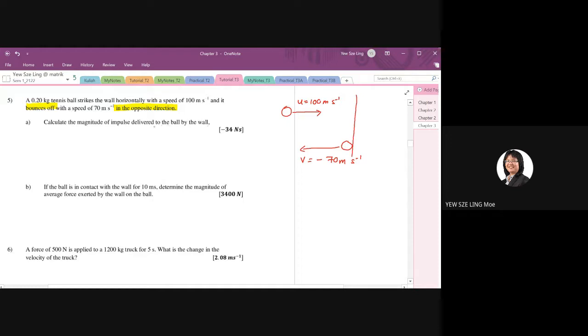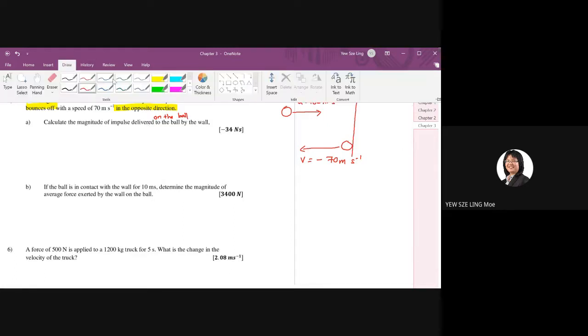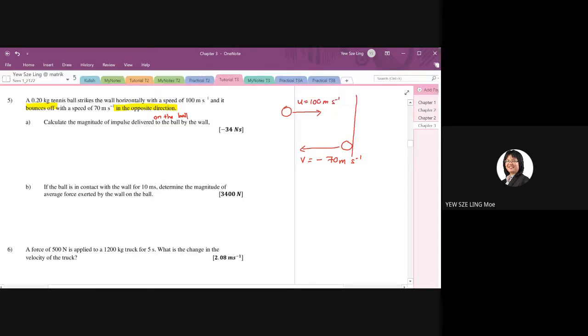So you want to calculate the impulse on the ball. Okay, you want to calculate the impulse on the ball. So why is it important to know whether the impulse is acting on the ball or on the wall? Because it will affect our sign. I will show you after this. Right now, let us start our calculation first.